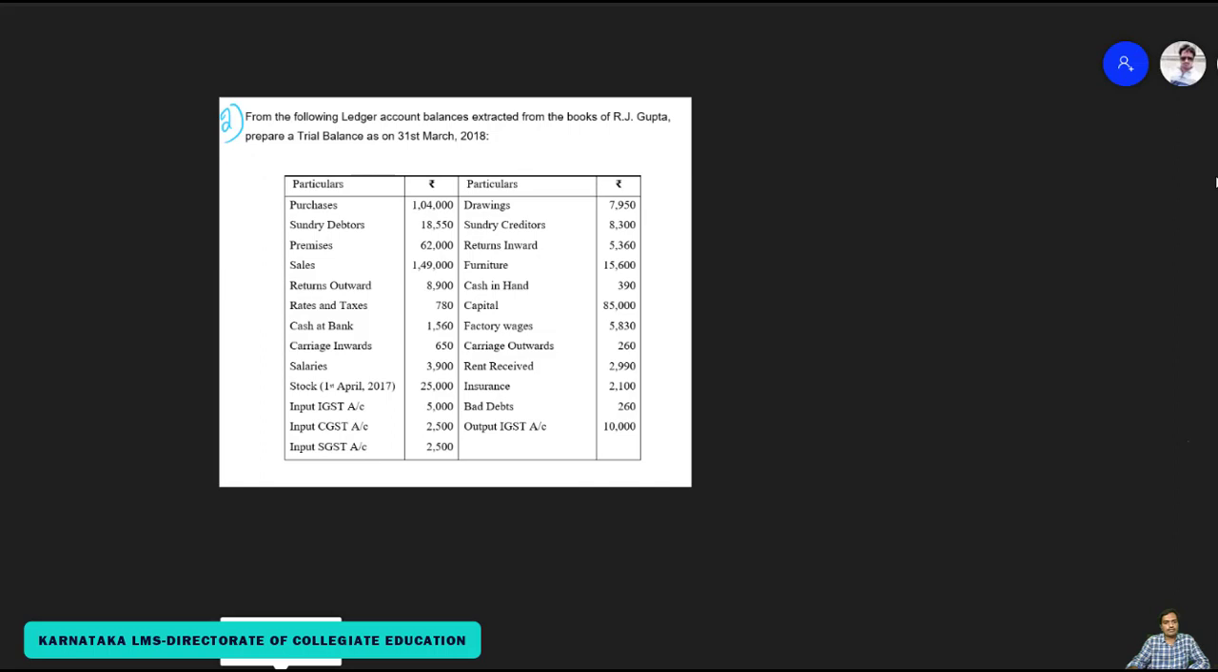So you could see purchases, sundry debtors, premises, sales, returns outward, and rates and taxes, cash at bank, carriage inward, salaries, stock and input IGST account, input CGST account, input SGST account, and drawings, sundry creditors, returns inward, furniture, cash in hand, and capital, and factory wages, carriage outwards, rent received, insurance, bad debts, and output IGST account. So these are the contents they have given, and these are the ledger account balances. With the help of these ledger account balances we have to prepare a trial balance.